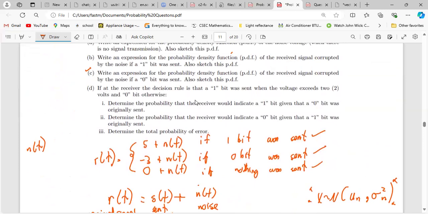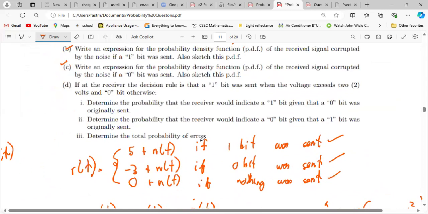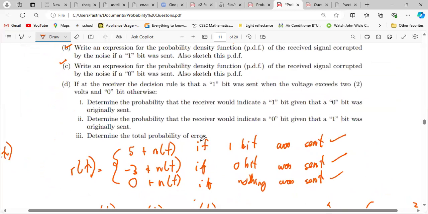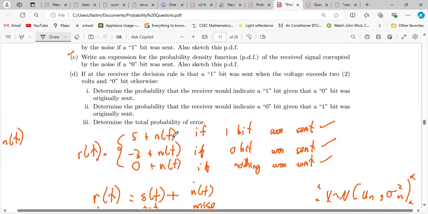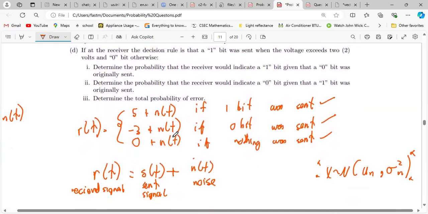So we tested C, B, A. Now D. Part D is going to be similar to C. I'm not going to do that proof over again, but I'll give you the general beginning and you'll continue, because it's a long proof, as you noticed. It's the same thing going over and over, just the limits will change. So part D: the receiver's decision rule is that a 1 bit was sent when the voltage exceeds 2 volts and 0 otherwise.